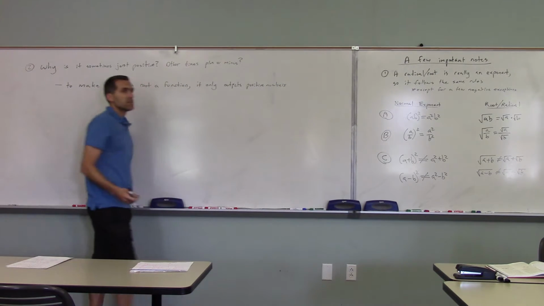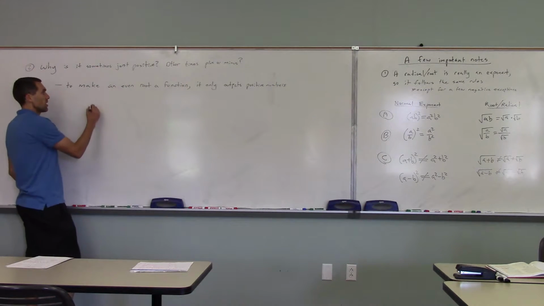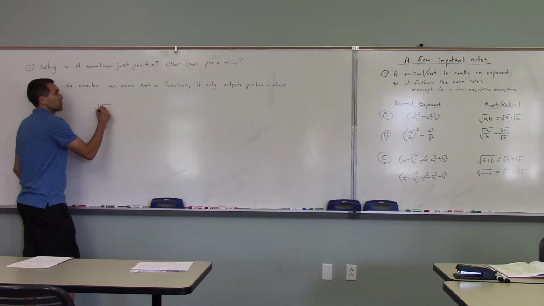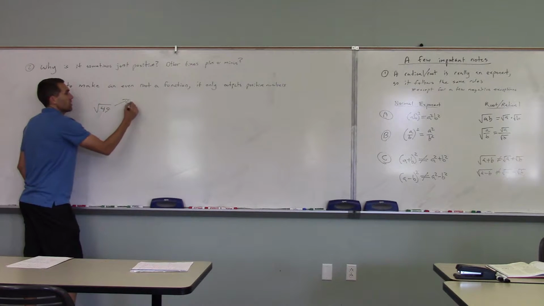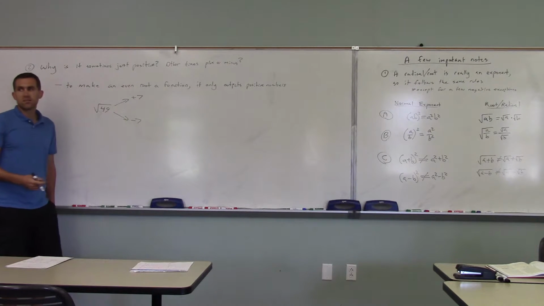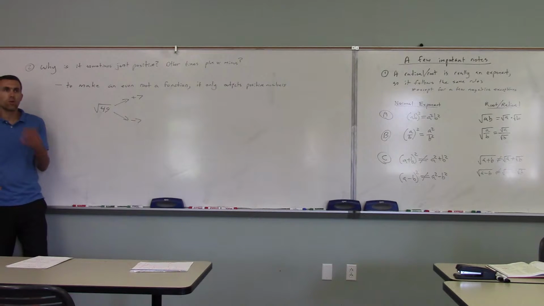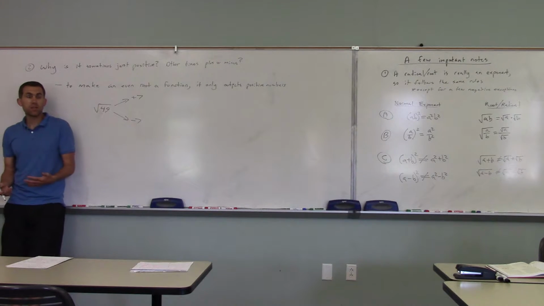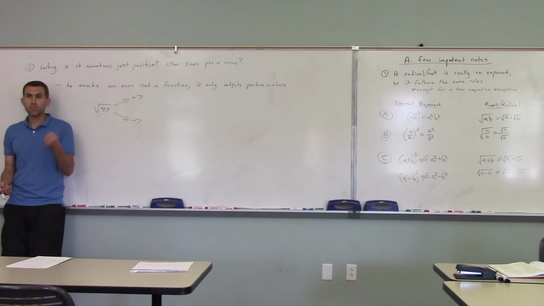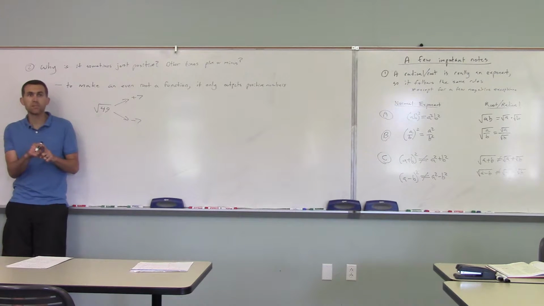To make any even root a function, we can't have the square root of 49 come out with a positive 7 or a negative 7 at different times. That's the idea of a function: whatever I plug in, if I plug in that same thing again, I have to get the same answer. Even if I plug that thing in a million times, I could never get two different answers out. We can't have ambiguity in math.